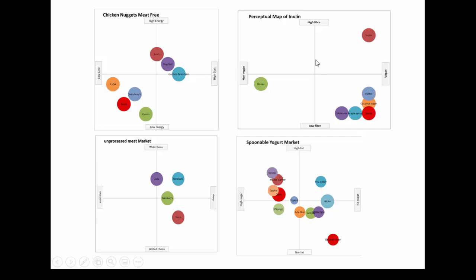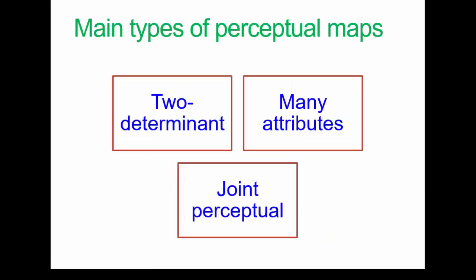The map for inulin as a prebiotic ingredient was 7 products, which isn't bad for what is actually a niche market. Down here, the map for unprocessed meat market has far too few examples of what is such a large market. The best one is this one, the analysis of spoonable yogurts, which is a good range of products and a clear gap indicated for low sugar, low fat, with evidence of at least one product that meets this criteria. So it's possible to make a low sugar, low fat yogurt. There are quite a few in the market actually now.